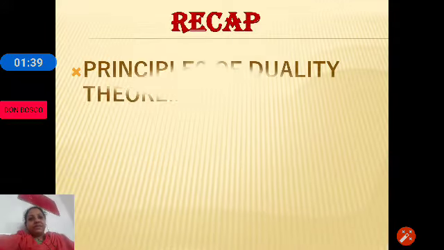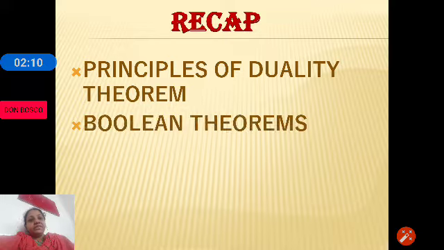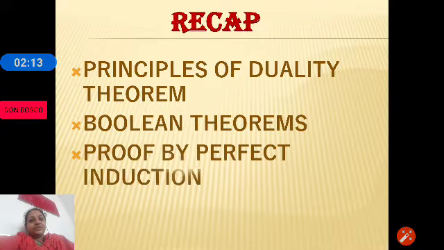As explained earlier in the previous class, we learned about the principles of duality theorem. There are 3 principles which are very easy. The first principle is you need to replace plus with dot, that is OR with AND. The second rule is you need to replace AND with OR, that is dot with plus. And the third rule of duality theorem is you need to replace 0 with 1 and 1 with 0.